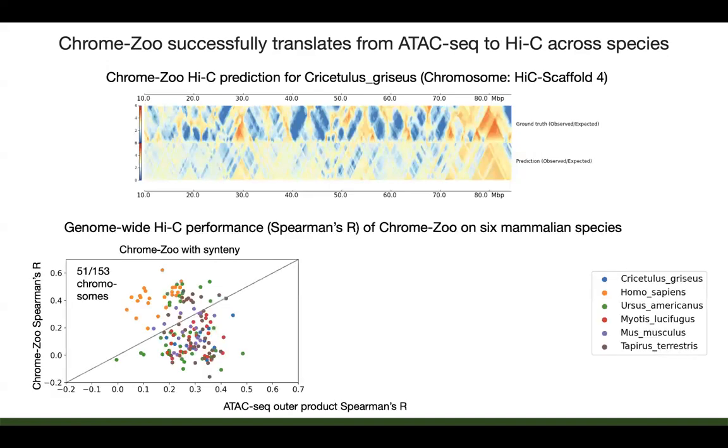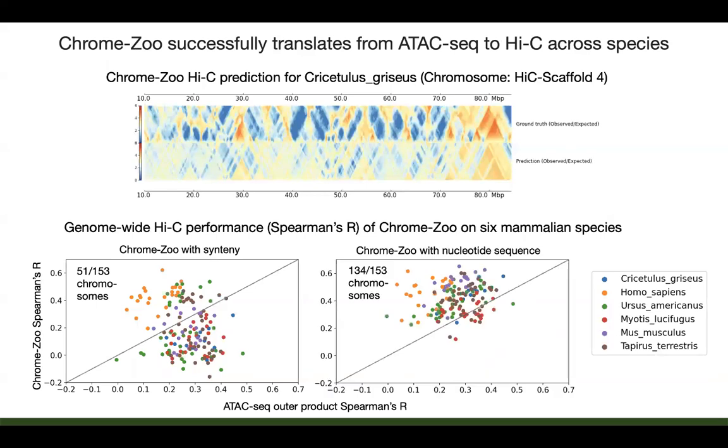More quantitatively, we compare the synteny version of chromzoo model on y-axis with the ATAC-seq outer product baseline on x-axis. And here I'm plotting Spearman R, so higher values are better. And each dot in this plot is a chromosome in a species. So chromzoo with synteny beats this baseline for 51 out of 153 chromosomes. But this number increases to 134 for chromzoo with sequence, drastically increasing our predictive performance.